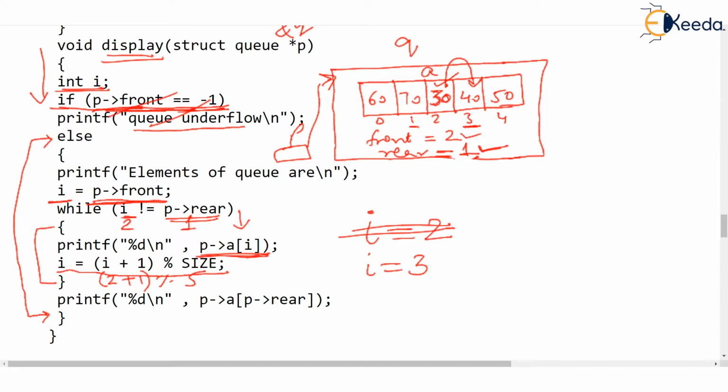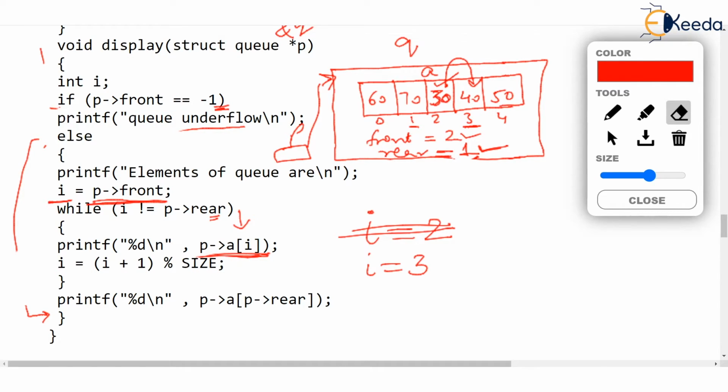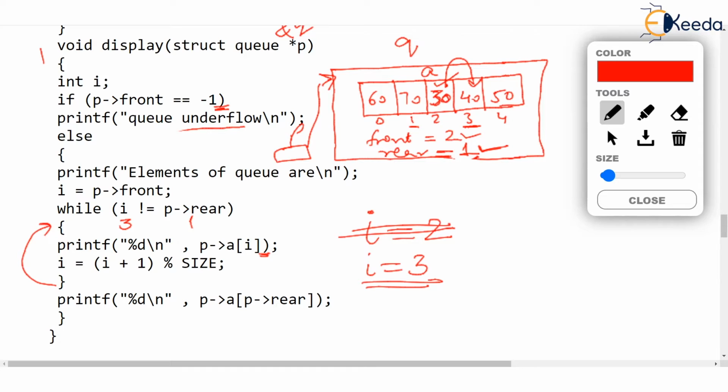Okay. So we continue running the while loop now and checking the conditions. If the condition is true, we will enter the while and print that particular element. So let's go back to while and check the condition. What is I now? Check, I is 3. Is it not equal to rear? Rear is 1. So we have still not reached the rearmost place of the array. And hence we will print P arrow A[I]. A[I] means A[3], so 40 gets printed.